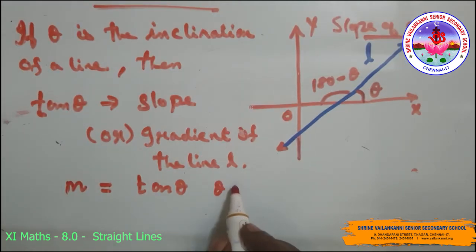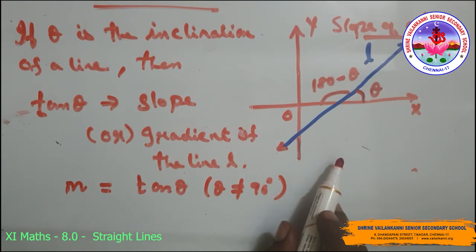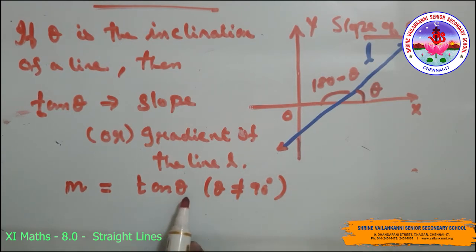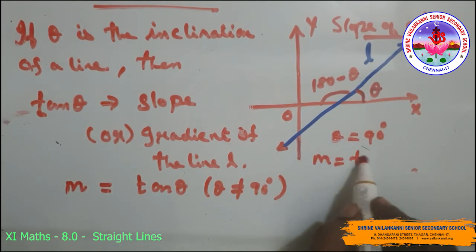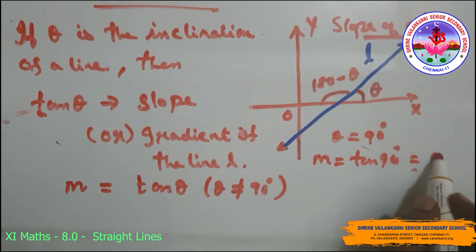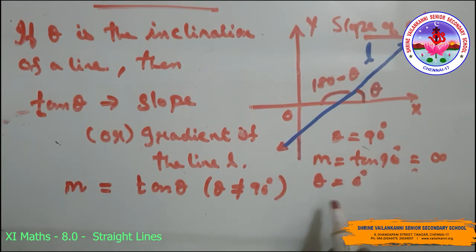where theta is not equal to 90 degrees. If the inclination of a line is 90 degrees, that is, if theta is 90 degrees, then m equals tan 90, which is not defined. And if theta is 0 degrees, then m equals tan 0, which is 0. Hence we can say that the slope of the x-axis is 0 and the slope of the y-axis is not defined.